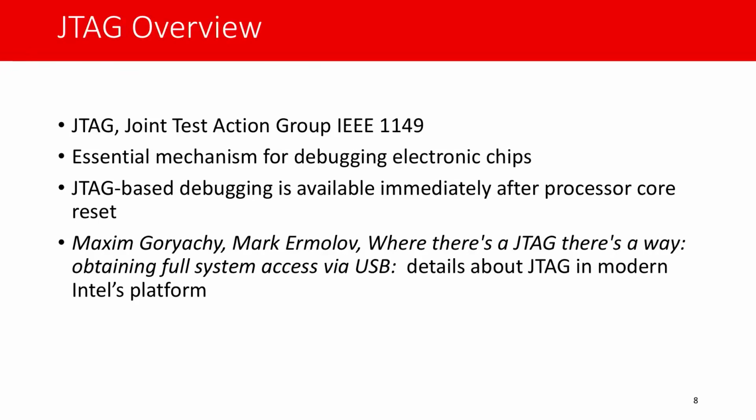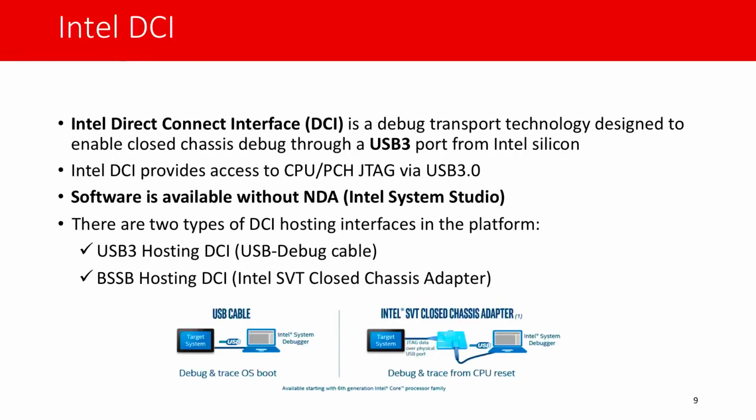JTAG in Intel processors is described rather poorly, and some information can be found in documents and patents. You can see our paper on the slide. Starting with Skylake, Intel introduced Direct Connect Interface technology, and you can find a description of it in the documents and in our works.